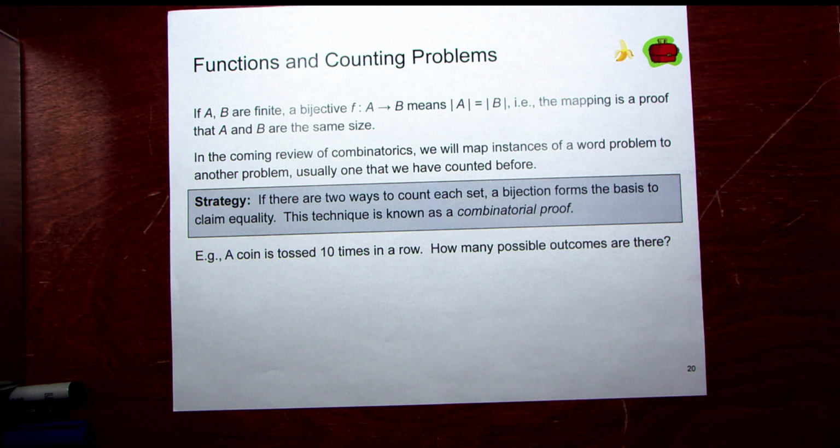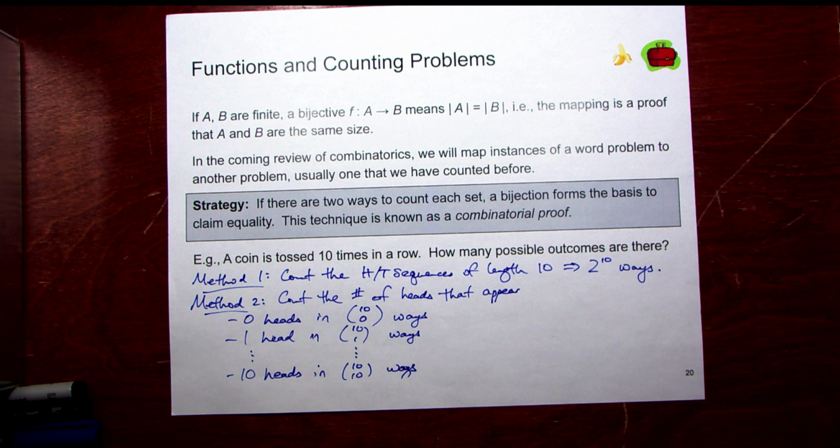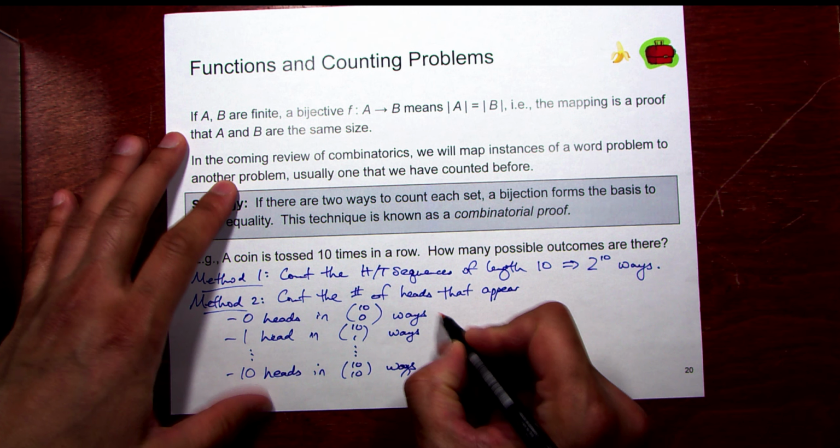Method 2 is to accumulate a bunch of cases, as we did in part B or part C of that example, except we're going to count all the cases. We count the number of heads that appear. We just counted 3 through 7, but we can do all of them. So 0 heads in 10 choose 0 ways, and 1 head in 10 choose 1 ways, and so on, because we only have so much time and so much ink. Then 10 heads in 10 choose 10 ways. There are 11 different items here, and they're all disjoint from each other, which means that the rule of sum applies.